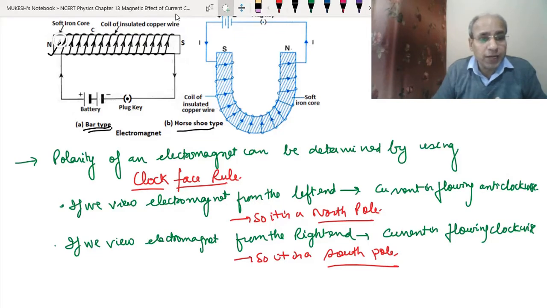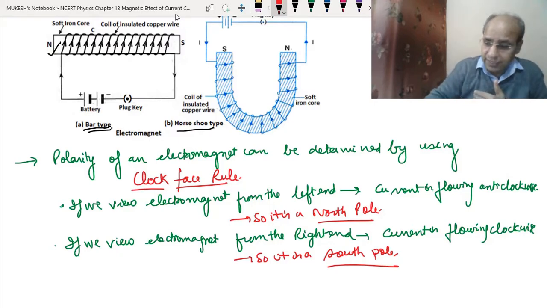And it depends on the nature of the core material also. If we use a soft iron core, then it will be magnetized and demagnetized easily. And then the air gap between the poles. Here you can see the air gap in the bar type between the north and south pole is more, the distance is more, so it will have a lesser magnetic field. Here in the horseshoe type, there is a smaller air gap between the south and north, so it will be a stronger magnet. So generally horseshoe magnets are used as electromagnets because they are much stronger than the bar type.